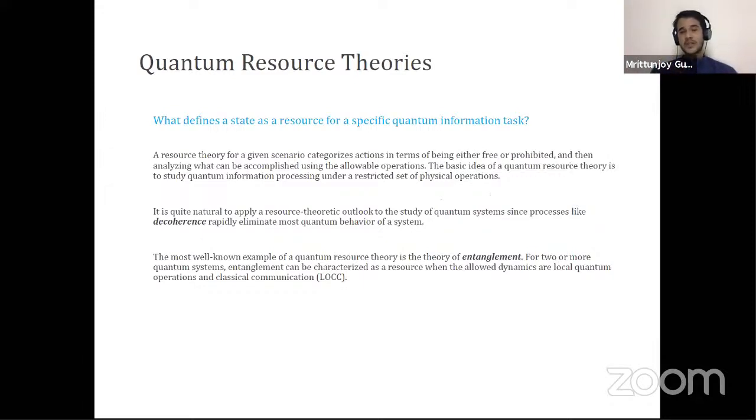The basic idea for quantum resource theory is to study information processing under a restricted set of physical operations. One can look even beyond, at things like channels and how they have certain inherent constraints. People have spoken about decoherence as well previously. So one can look at how to protect the resource from decoherence in what are known as decoherence-free subspaces, for instance, which has also been an area of interest for myself. And so this is a very key point, which is to look at how we can have a resource theoretic outlook to the study of quantum systems, since decoherence and other such processes can rapidly eliminate the quantumness of the system.